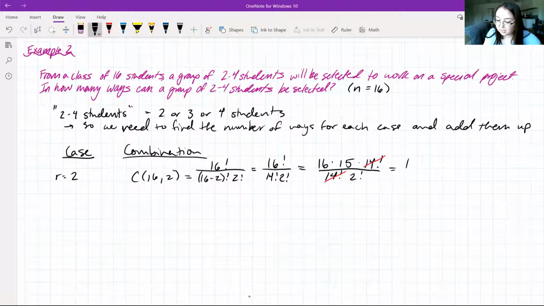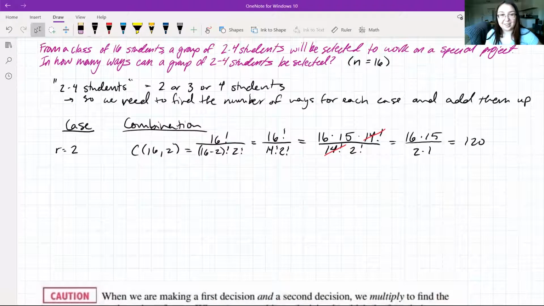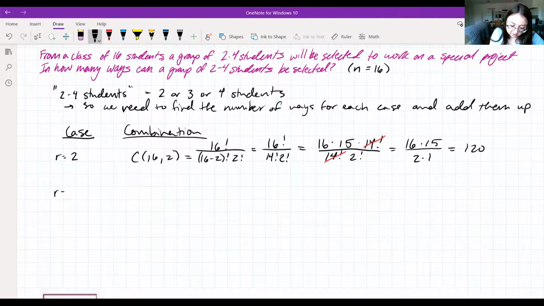Now what we end up getting is 16 times 15 divided by 2 factorial, which we know is just 2 times 1. So then we multiply these values, and when we simplify, we end up getting 120 combinations. So we see we could rewrite our factorial in the way that we wanted so that we could cancel out other factorials. All right, so now let's move on to our next case. Let's move on to r equal to 3.